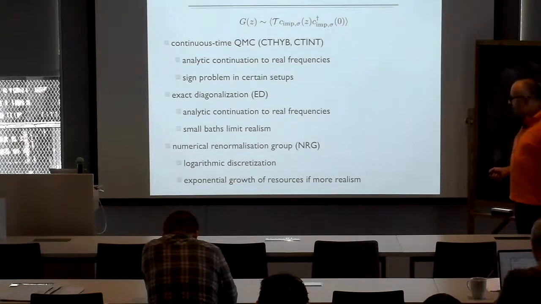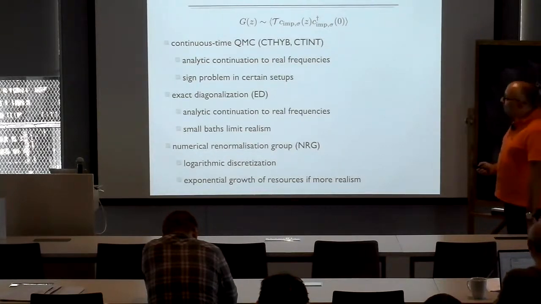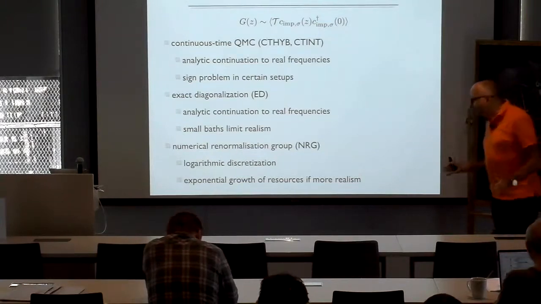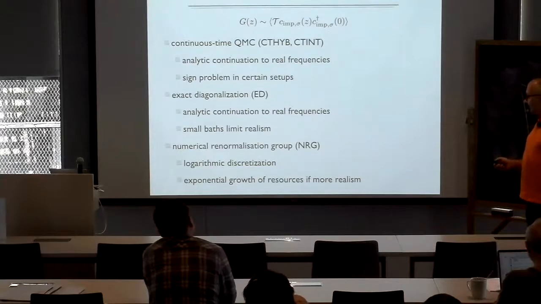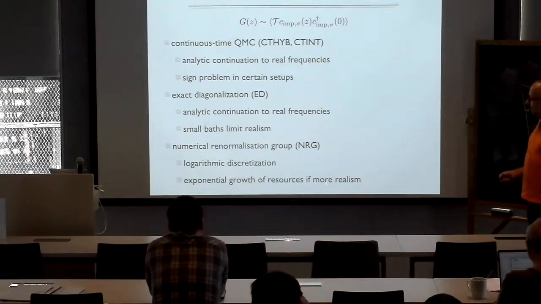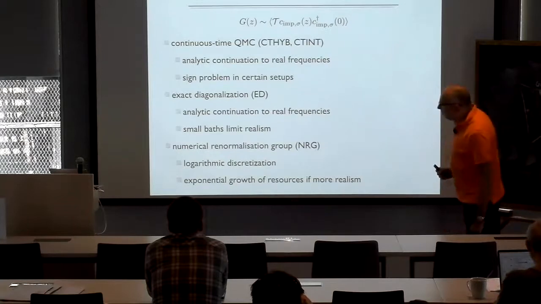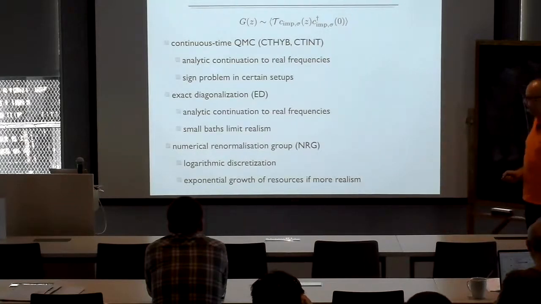Then the NRG is a wonderful method because it's right on the real frequency axis, but there is the issue that you discretize logarithmically around the Fermi energy. So what is going on there, you will have extremely well. What is happening further away from it is not so good. And then there's also the problem, if you look at multi-band, multi-patch problems, you will be looking at an exponential growth of resources, although there has been progress in alleviating that a little bit. But still, this is, I would say, the bottleneck of NRG.